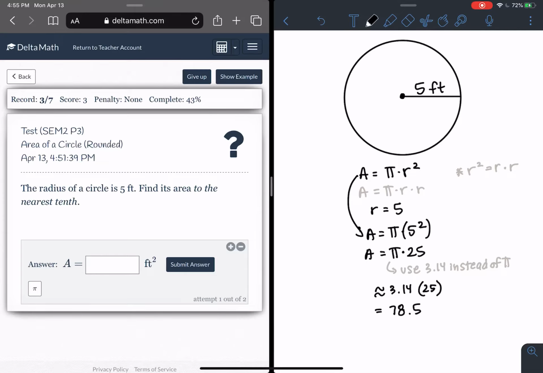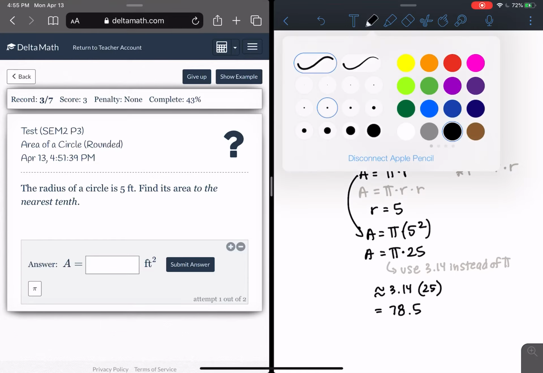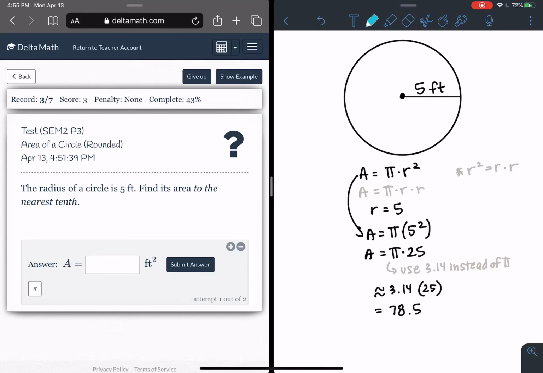But just as a side note, for instance, say it was 78.57, and we want to round to the nearest tenth, this ends up being approximately equal to 78.6 because you want to round that number up. But if it's 78.54, 78.53, 78.52, 78.51, you can leave it as 78.5.